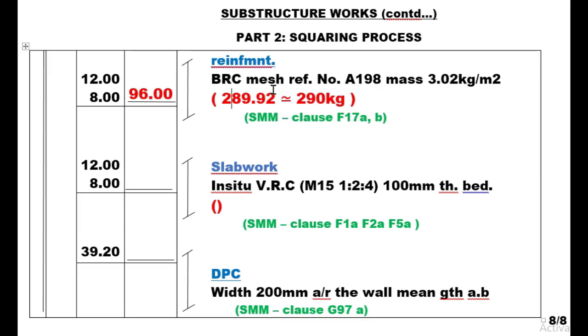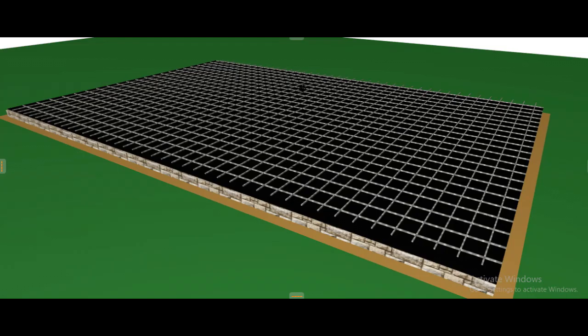So watch the following video clip explaining this. By demonstration, this is the BRC mesh, and a square meter like this one has a mass of 3.02 kilogram. So if I want to get the mass of the whole project, I multiply the total area by the mass that was there in a square meter.